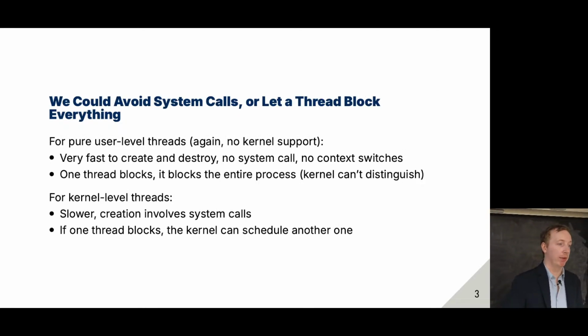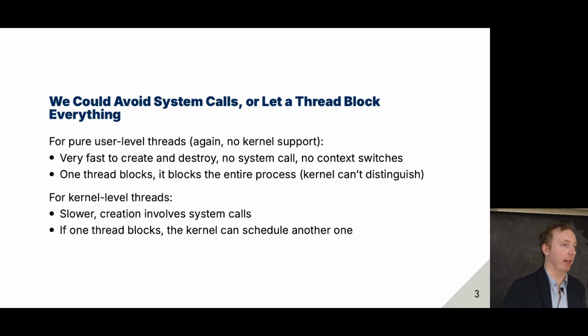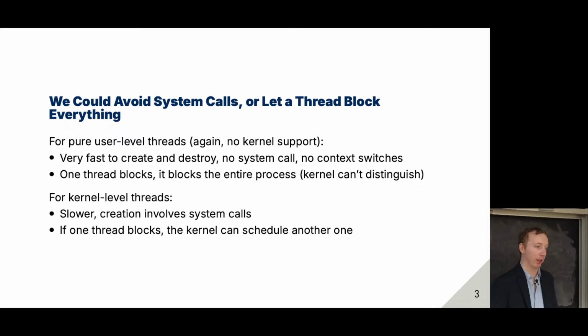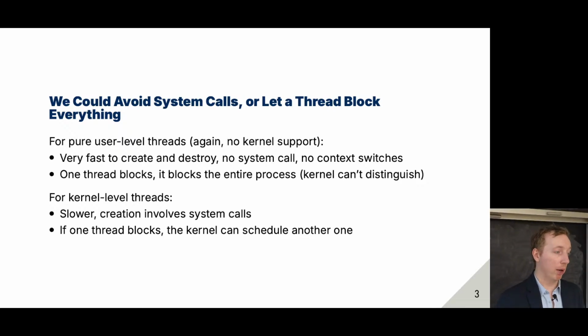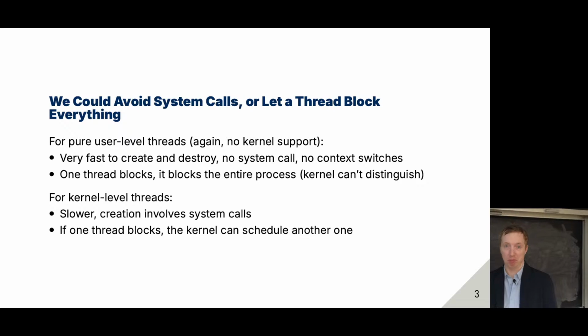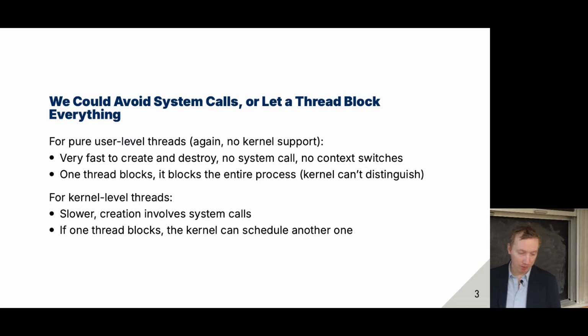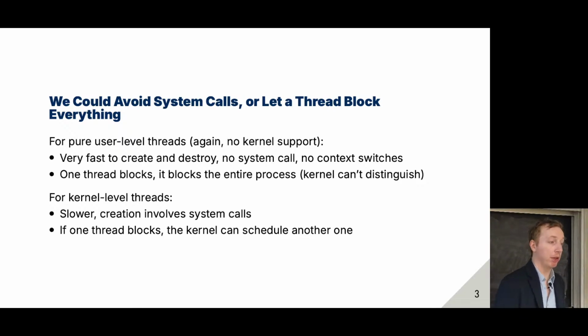For user threads, the idea behind it is simply speed, especially back in the day when we didn't have multiple processors in our machine. We only had one core anyway. If we can avoid system calls, which are slow, then just avoid them. So for pure user level threads with no kernel support, they're going to be very fast to create and destroy. Like I said, no system call, no explicit context switches.